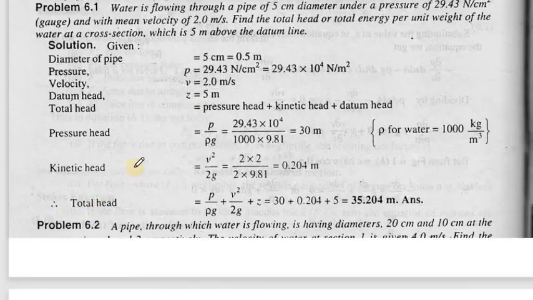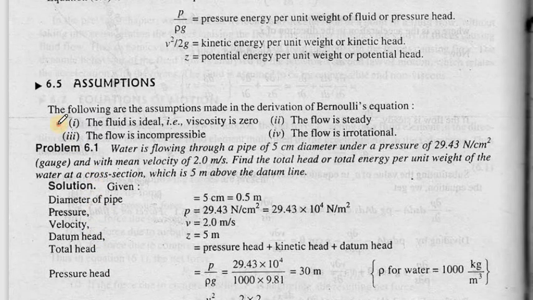First assumption was that your fluid must be an ideal fluid. That means the viscosity is zero. One of the major criteria to apply Bernoulli's equation is that the fluid is considered to be an ideal fluid, the viscosity of which is zero. But in actual practice, there is no ideal fluid because every fluid has some viscosity.